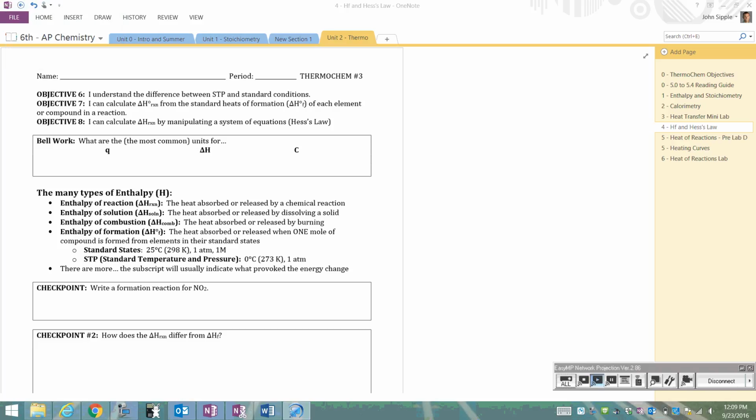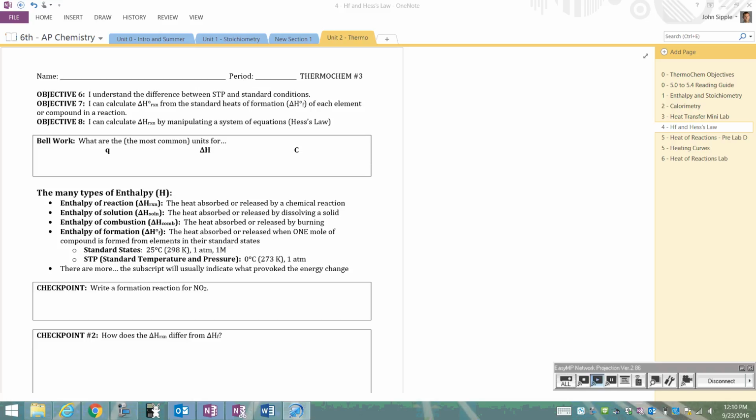All right, so today we'll differentiate between, I know you guys have heard of STP, right? Standard temperature and pressure, but then also standard states. You'll see that as well. They are slightly different from one another. A lot of what we deal with in gas laws is STP, but the stuff we deal with here, like heat of formation, is always standard conditions, okay? And there's just a small difference there.